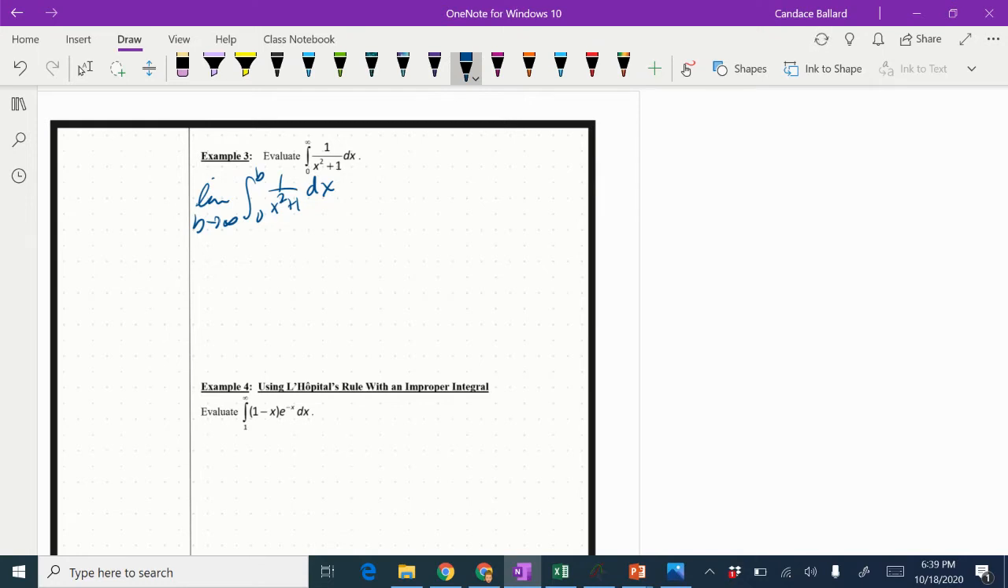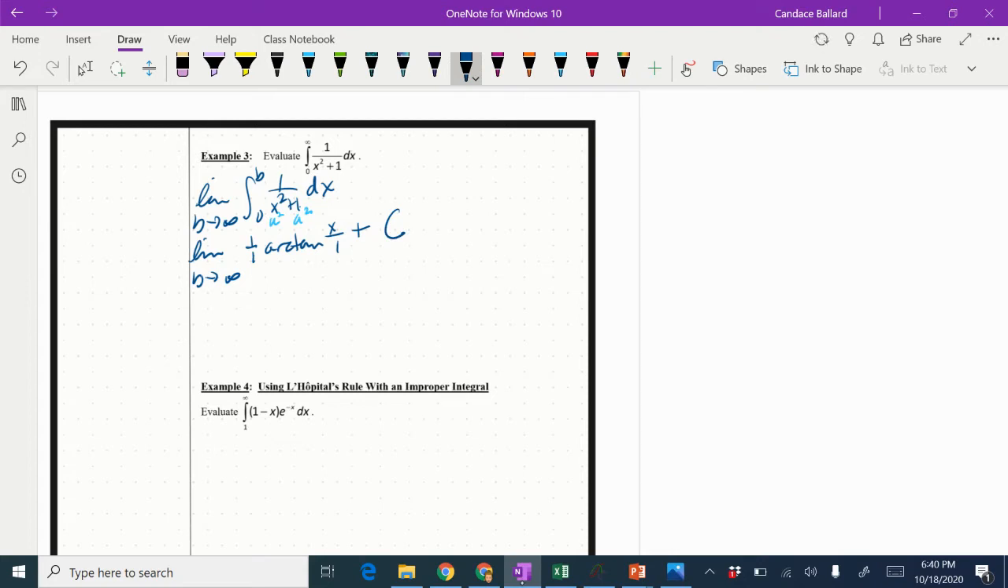Well, it looks very much like an arctangent, with this equal to u squared and this equal to a squared. So I'm going to use an arctangent integral. So as the limit as b approaches infinity, arctangent is 1 over a, which is going to be 1 over 1, arctangent of u, which is x, over a, which is 1.